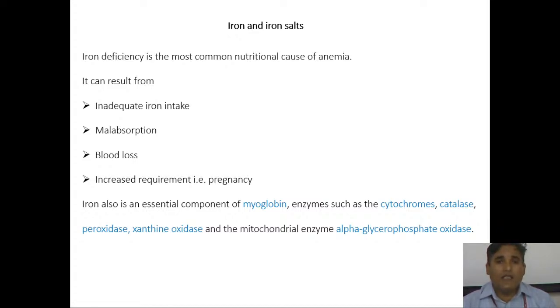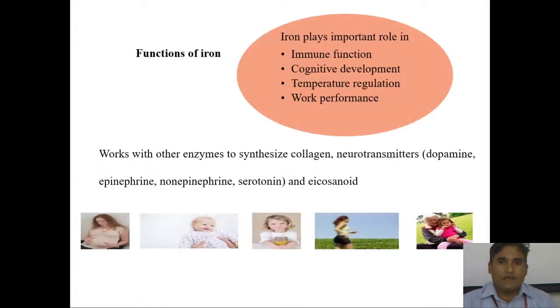Iron is not only present in the RBC, it is also present in myoglobin and different enzymes like the cytochromes, catalase, peroxidase, xanthine oxidase, and other mitochondrial enzymes. Iron is not only responsible for the formation and functioning of the RBC and hemoglobin. It also plays an important role in immune functioning, cognitive development, temperature regulation, and normal functioning.